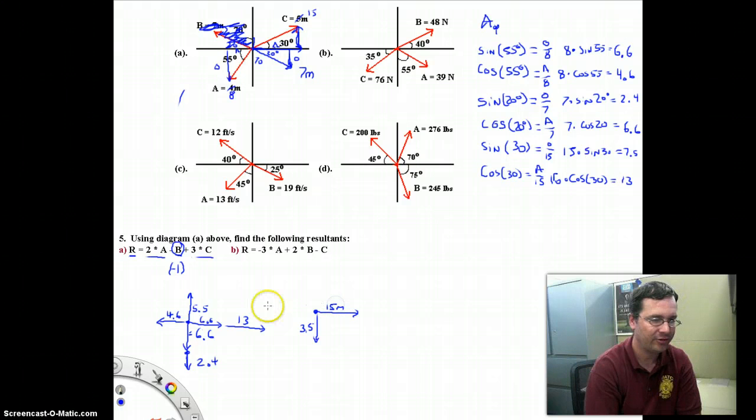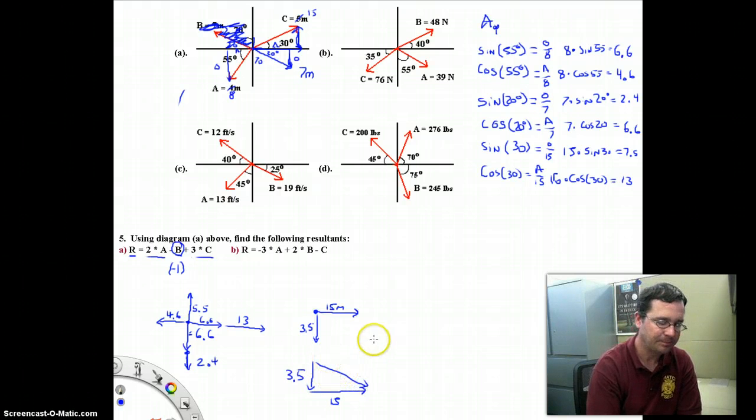So the combination of those three moves, that 2A minus B plus 3C, is the same as moving south 3.5 meters and east 15 meters. Now we want to further resolve this into a single vector. So we will slide the vectors head to tail. Again, this is 15, this is 3.5, and we're looking to find the length and direction of this vector.